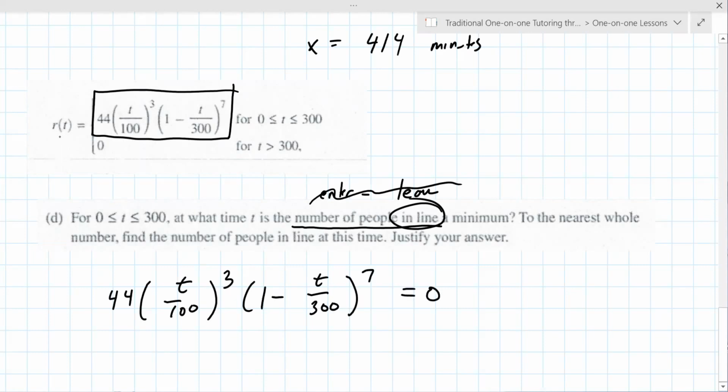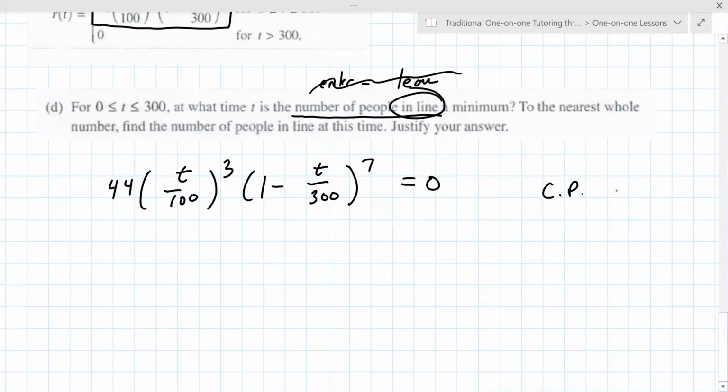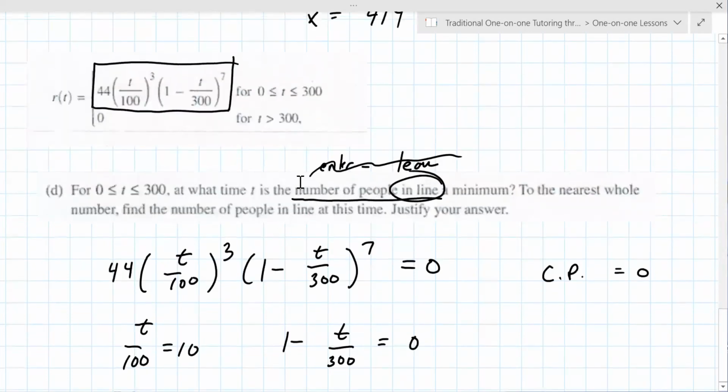I keep saying this, but it's really important: if you take a derivative of this, it becomes really messy really fast. But the derivative tells you where there's a min or a max, because you're looking for critical points, and critical points occur when the derivative equals 0. So you set t over 100 equal to 0, and then 1 minus t over 300 equal to 0. I'm not liking the answer to either of these. This isn't written well, because now I'm leaning towards they want you to take a derivative. Oh boy.